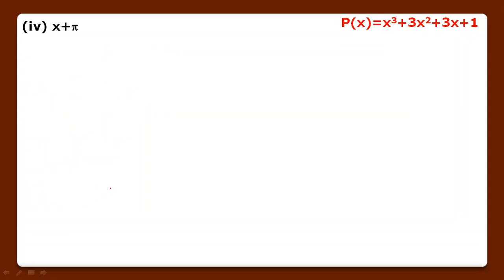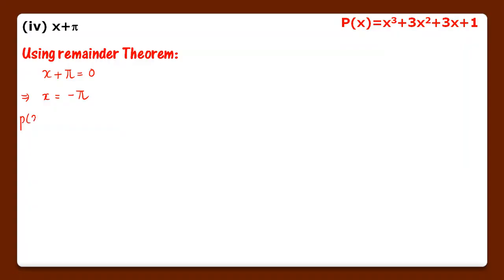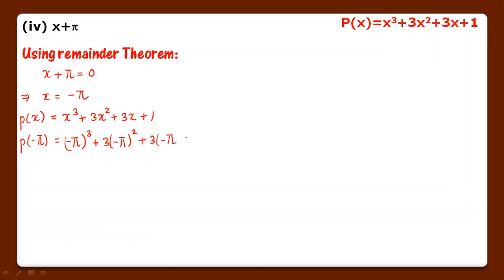Next part. Here our divisor is x plus pi. Using remainder theorem, we'll put this equals to 0, implies we'll get the value of x equals to minus pi. Px, x cube plus 3x square plus 3x plus 1. P of minus pi: minus pi cube plus 3 into minus pi square plus 3 into minus pi plus 1.